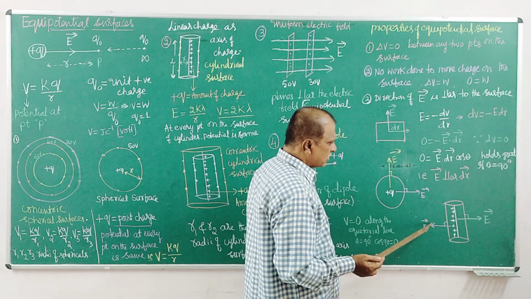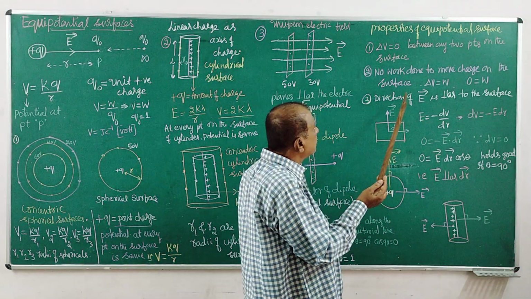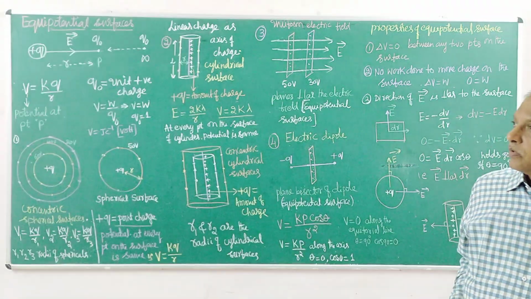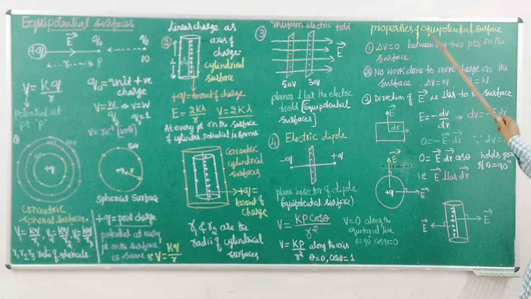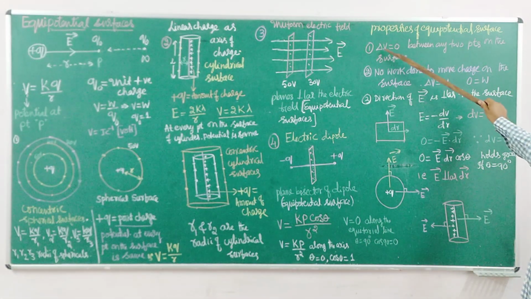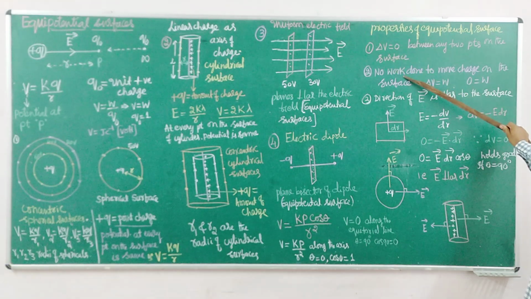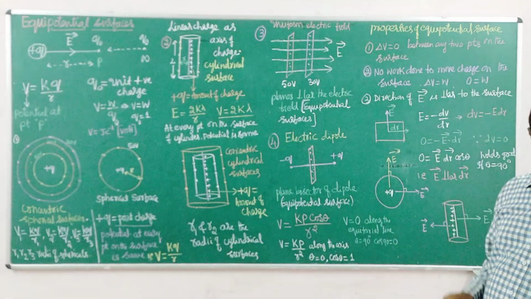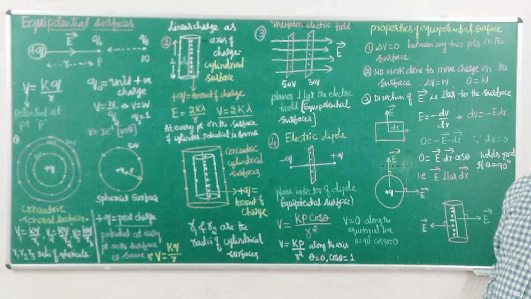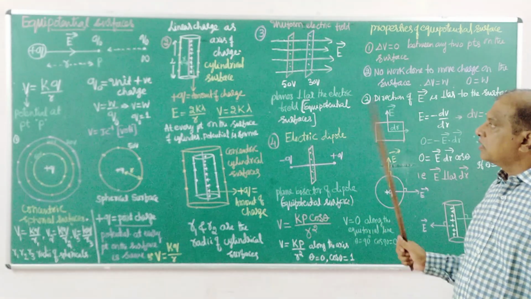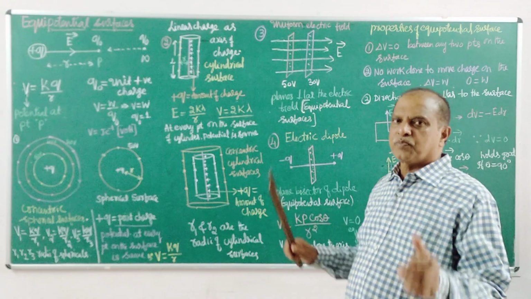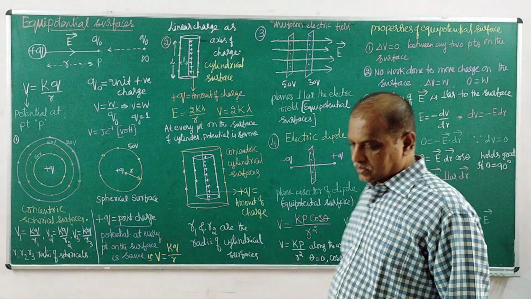Any direction like this. So these are the important properties of equipotential surfaces. When you talk about equipotential surfaces, they should satisfy all these things: delta V equals 0, work is 0 for a movement of charge on the surface, and the direction of the electric field on the surface is always perpendicular, 90 degrees. So this is the discussion about equipotential surfaces, their shapes and their properties. Let us finish up.